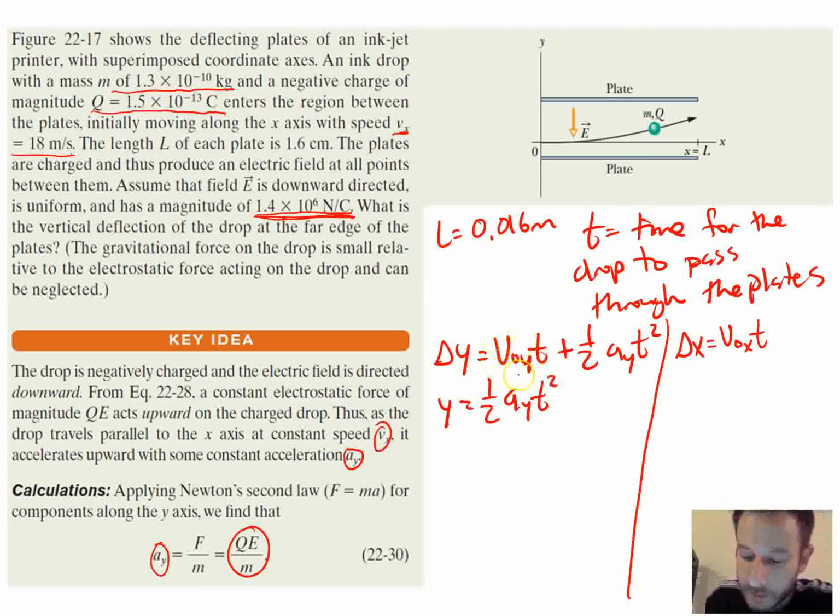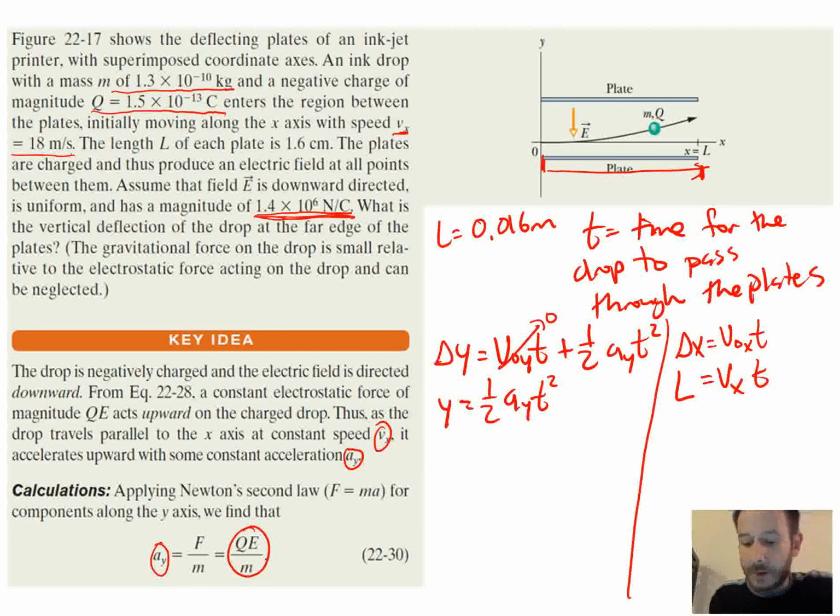The initial velocity in the y direction is 0, so this first term is just going to cancel out to 0. And then our x, so the change in x is going to be the full distance of the plate. So you're starting from here, you're going all the way to the end of the plate, and that's going to be our distance L, so our change in x is just L. And that is going to be equal to Vx, which was given to us, times t.